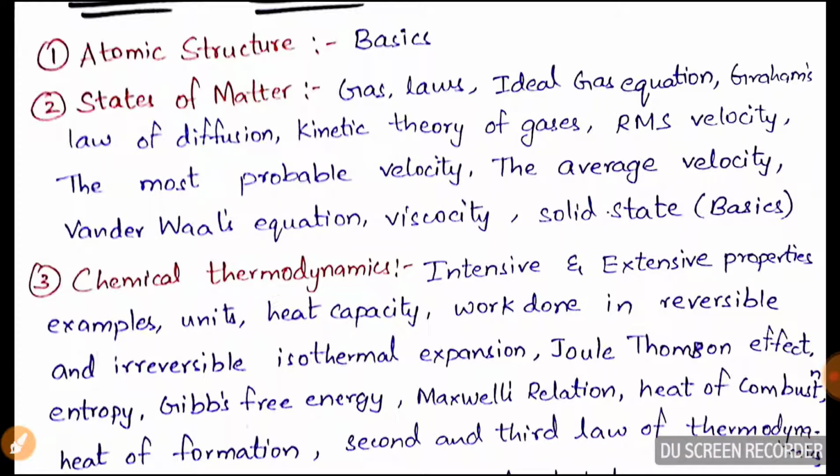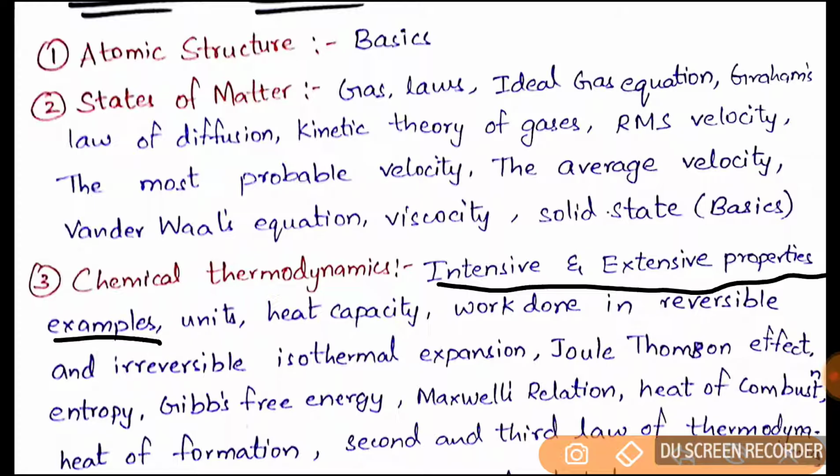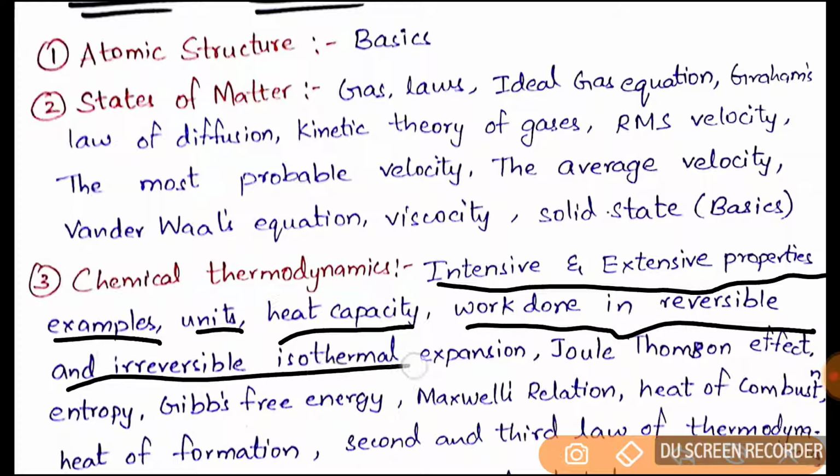Coming to chemical thermodynamics. In chemical thermodynamics, you should cover intensive and extensive properties, examples, units, like they'll be asking direct units of enthalpy or specific heat, that is Cp or Cv, and heat capacity, work done in reversible and irreversible isothermal expansion. And here comes the important one, that is Joule-Thomson effect.